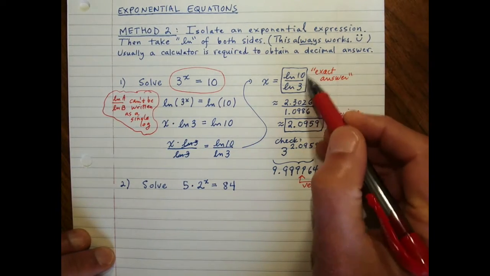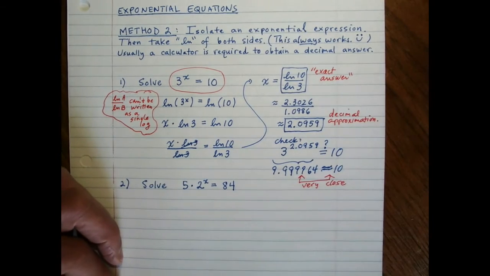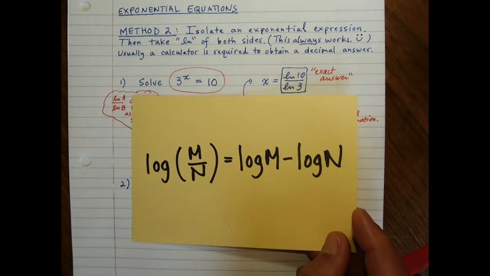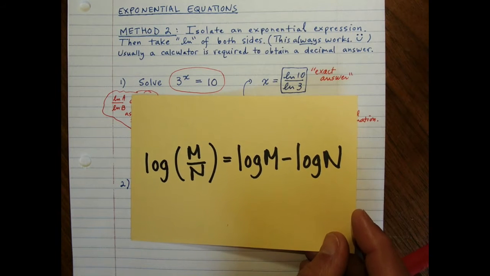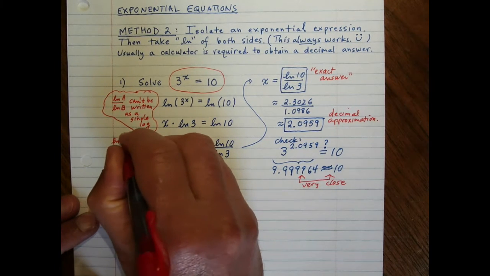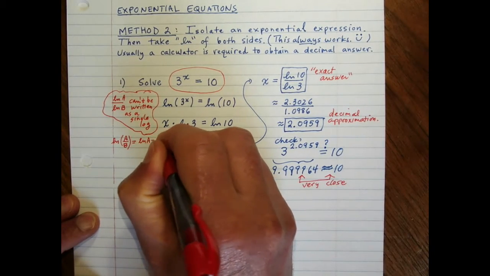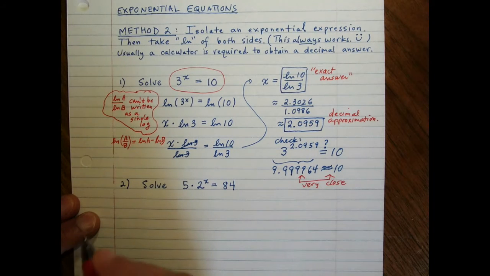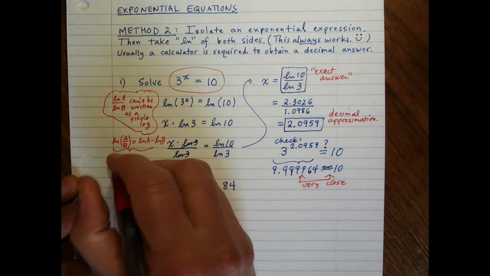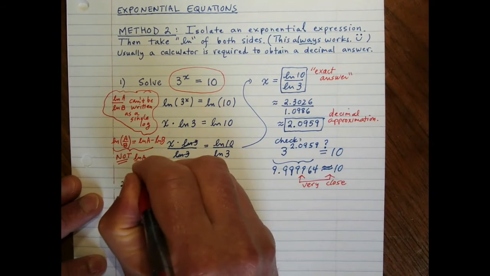When we got that ln of 10 over ln of 3, don't confuse that with our laws of logarithms. One of our laws was ln of m over n, but that's really something different. When we write ln of a over b equals ln of a minus ln of b, which I'm trying to squeeze in here on the side, that's really not the same as ln of a over ln of b.